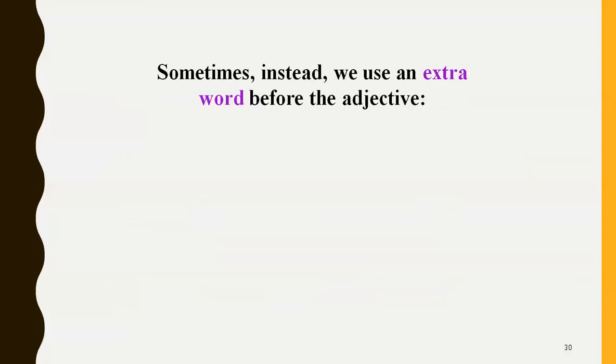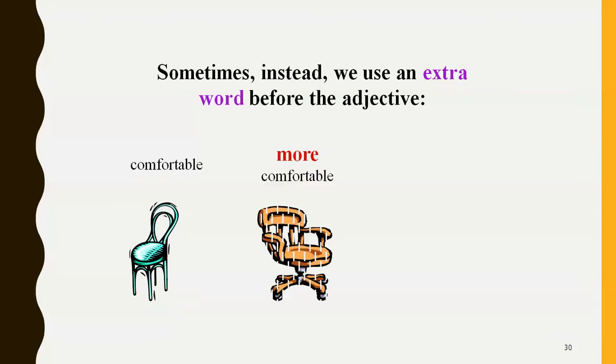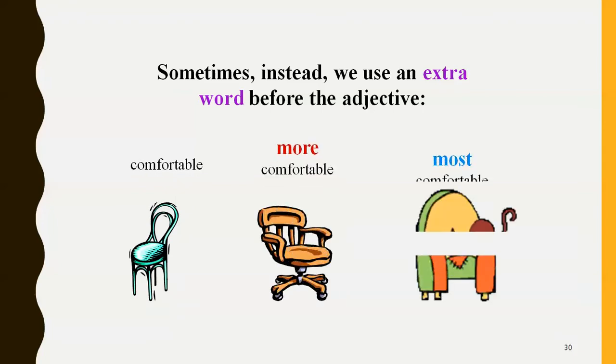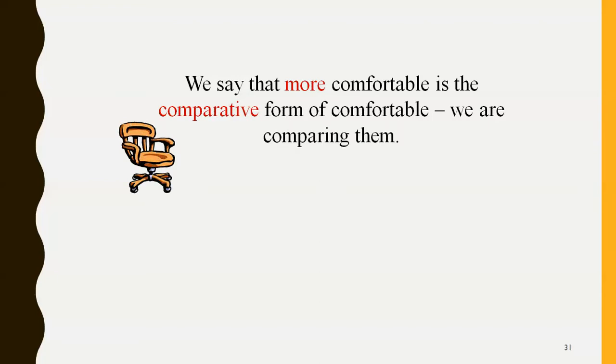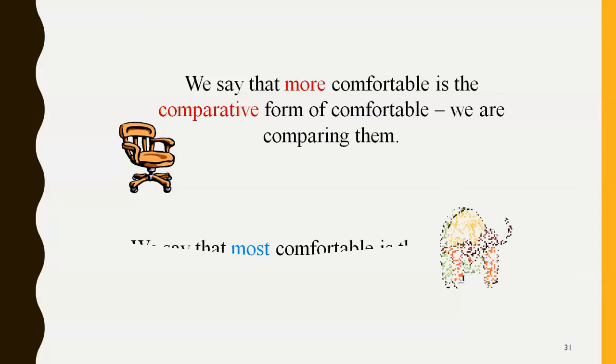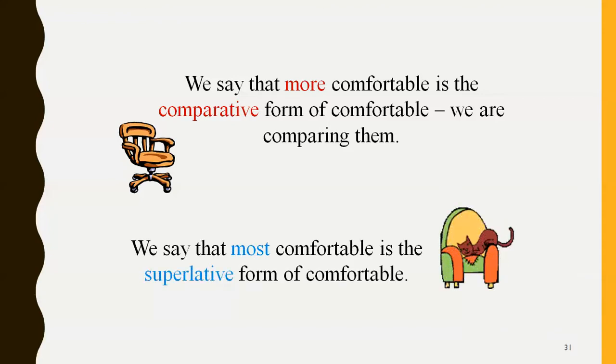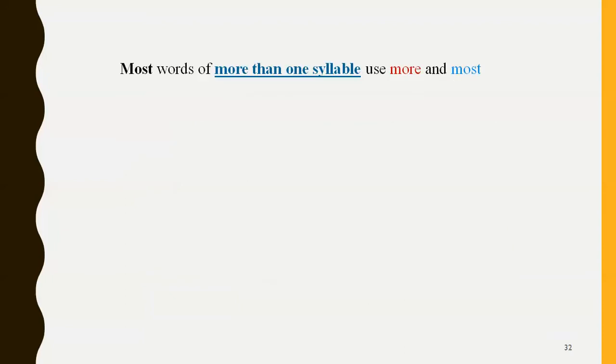Sometimes we say an extra word before the adjective: more, most. Comfortable, sorry. We say that more comfortable is the comparative form of comfortable. We are comparing them. We say that most comfortable is the superlative. The most comfortable is the superlative. Most words of more than one syllable use more and most because they have more syllables, more than two syllables.